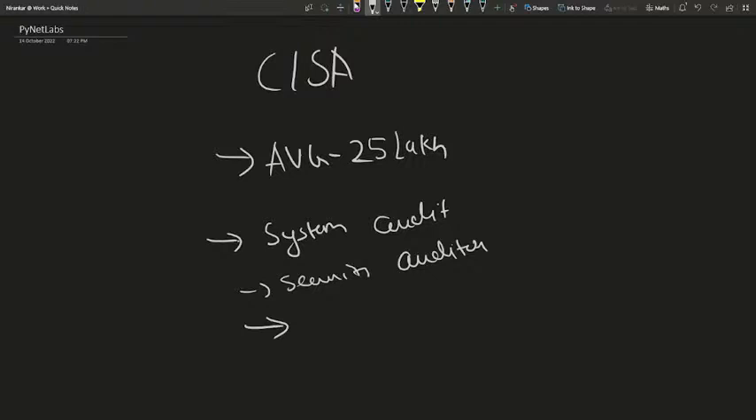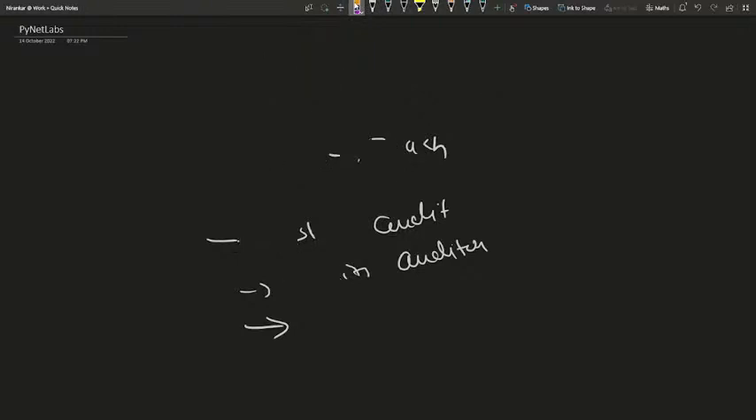So this is mainly used for becoming an auditor, and you just have to audit systems. What are the threats? What are the security implementations? This is the role of CISA. Again, for this you need 3 or 5 years of experience in IT before going into this field. So these are some of the certifications.